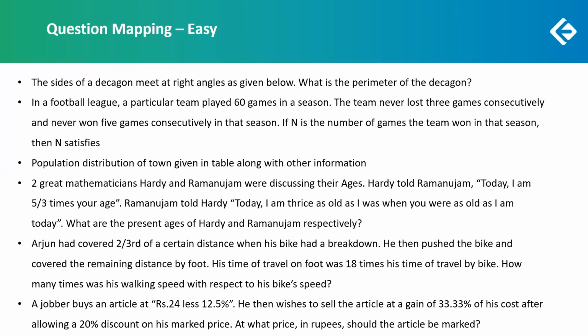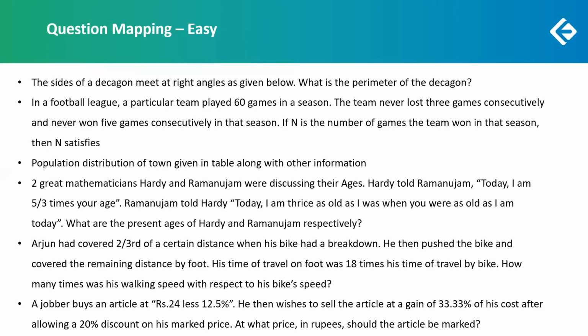Now, next we had a question in which, in a football league, a team was playing 60 games. The team never lost 3 games consecutively and never won 5 games consecutively. We had to find the range of games that the team could have won in that season. Never losing 3 games consecutively means maximum 2 games consecutively the team could lose. So out of every 3 games, the team could lose a maximum of 2 games. So we could find the maximum number of games that the team could lose in 60 games.